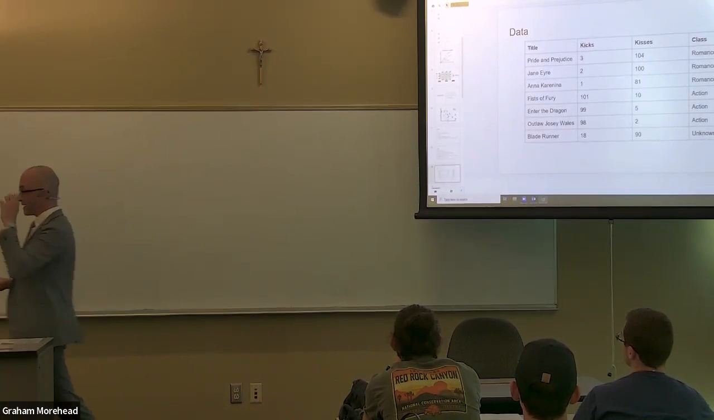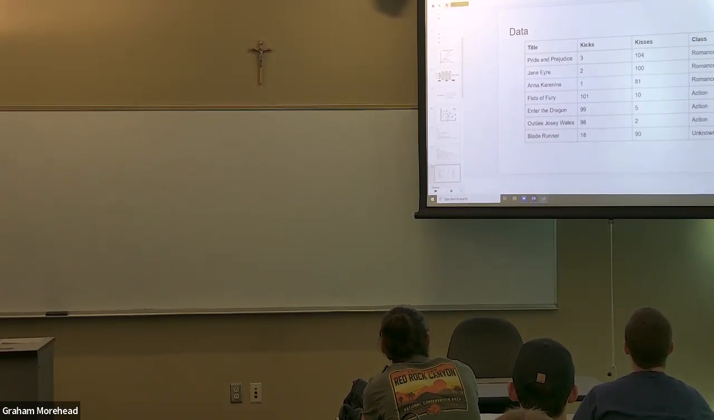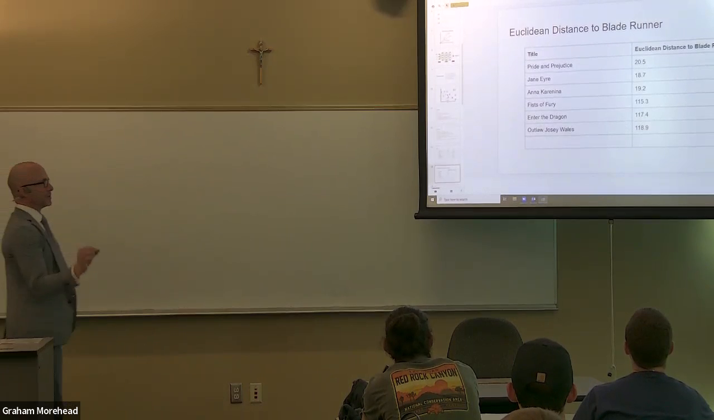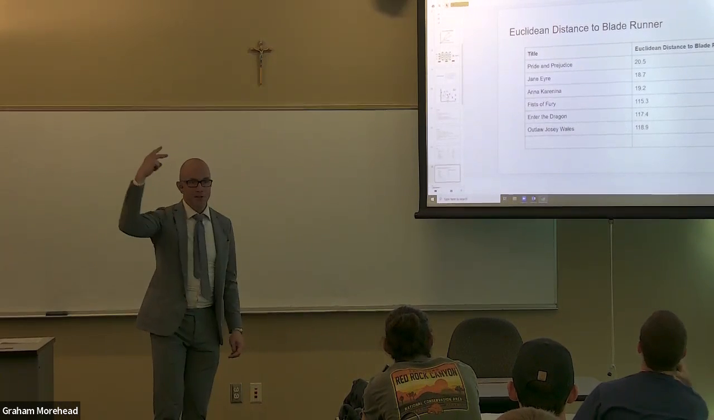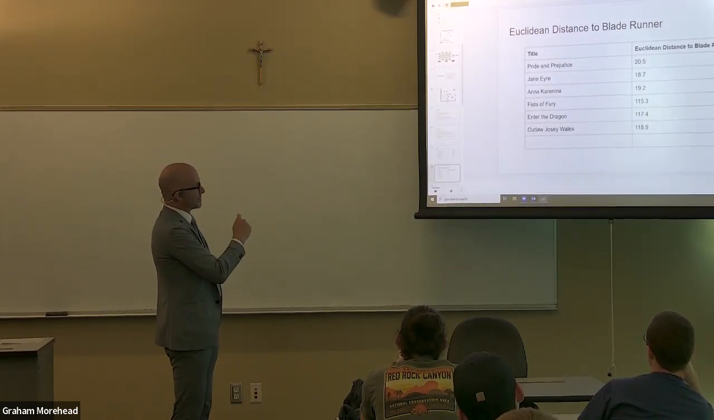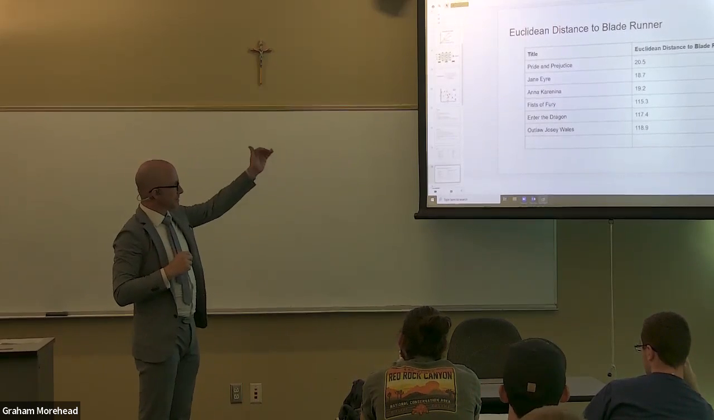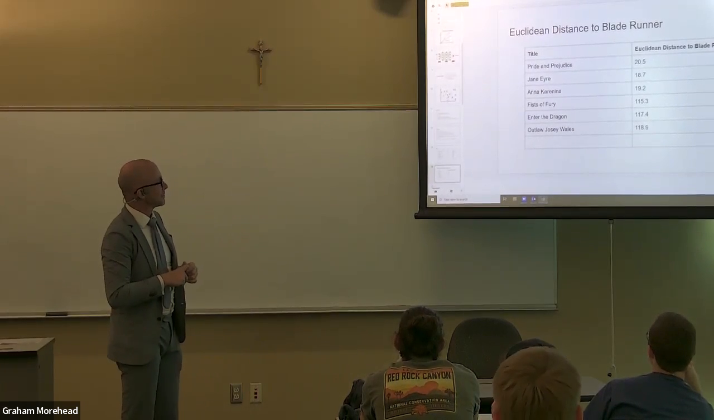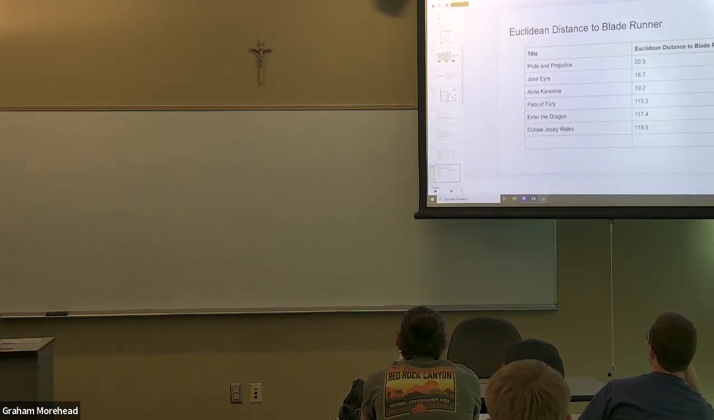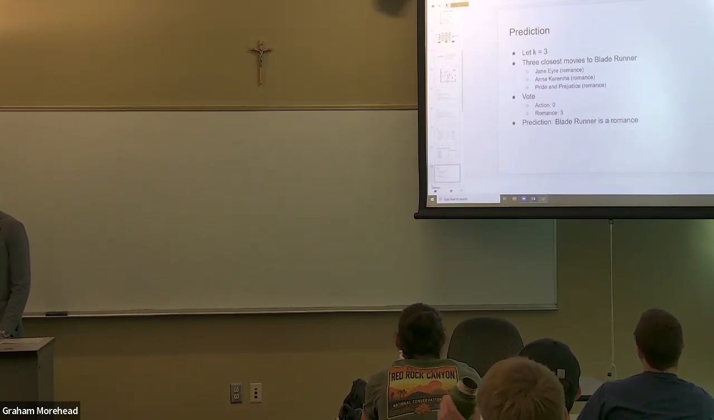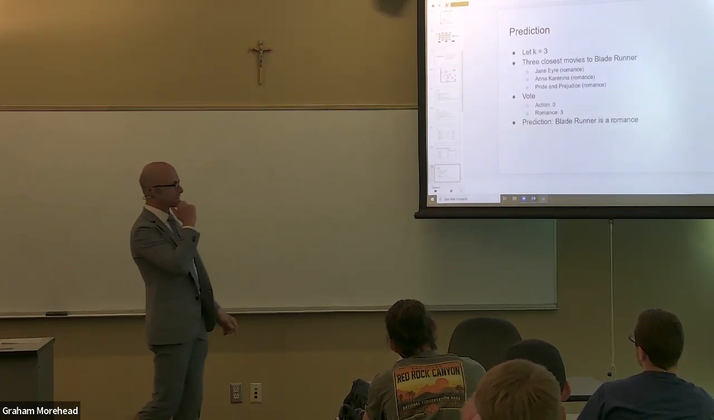Well, let's find out if K Nearest Neighbors can classify Blade Runner. Okay. We're going to compute Euclidean distance in our 2-feature vector space. Remember, just kicks and kisses. Euclidean distance from Blade Runner to Pride and Prejudice, Jane Eyre, Anna Karenina, Fist of Fury, Enter the Dragon, Outlaw Jesse Wales. Turns out it's really close to those first 3. Okay, let's let K equals 3. Why not? The 3 closest movies, Jane Eyre, Anna Karenina, Pride and Prejudice. You can see where this is going.